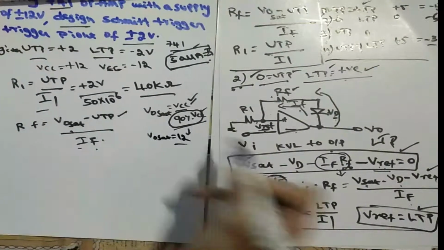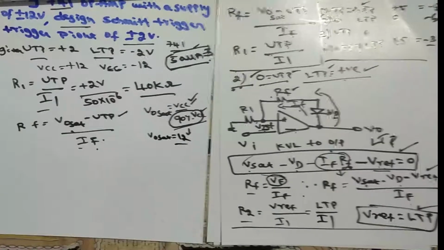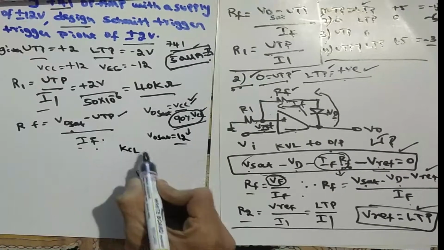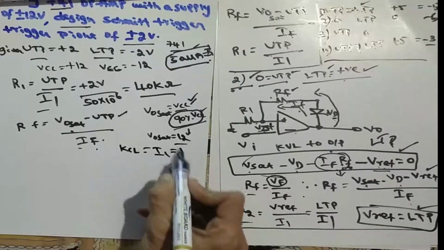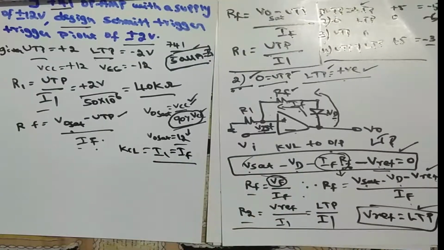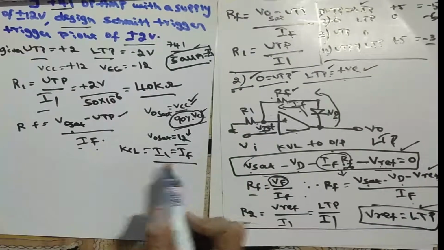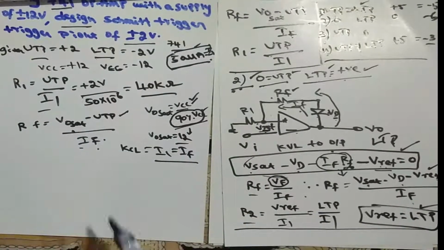Now we know from the KCL that I1 is equal to IF. Usually we will take it like that, so both currents remain the same. So we will take I1 equal to IF, and go with the same 50 microamps. So what will you get?